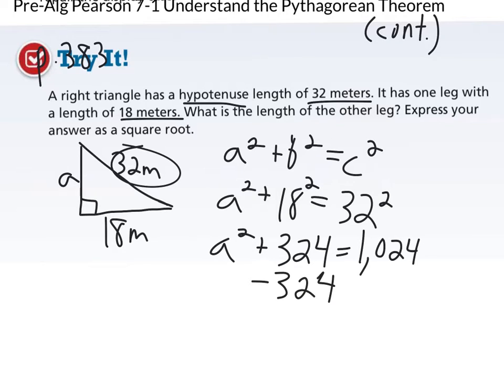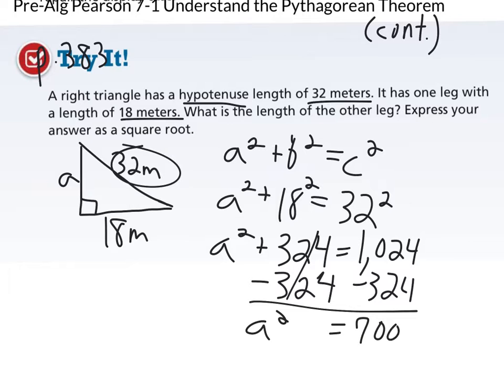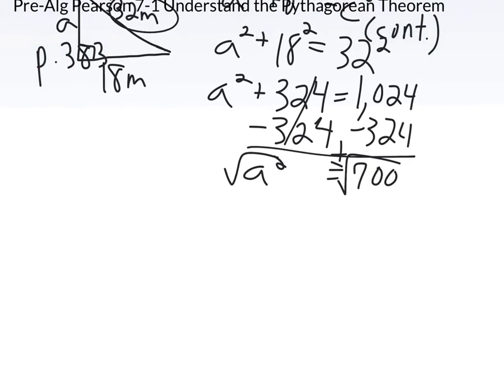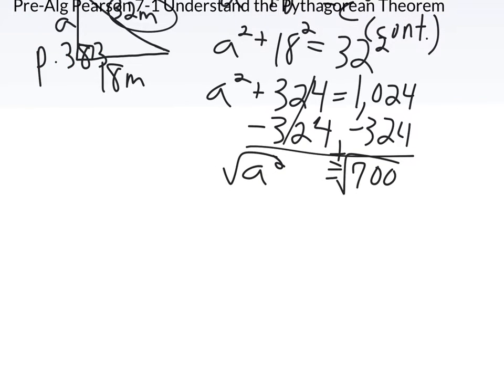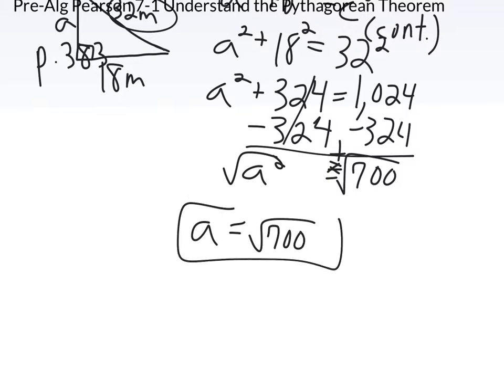So we need to subtract 324 from both sides, which is 700. And then we can take the square root, again plus or minus, even though the negative's not going to work here. And this says express your answer as a square root, so we're just going to leave it as the square root of 700.